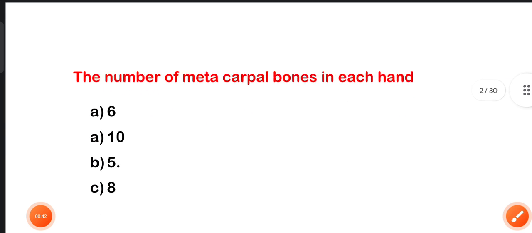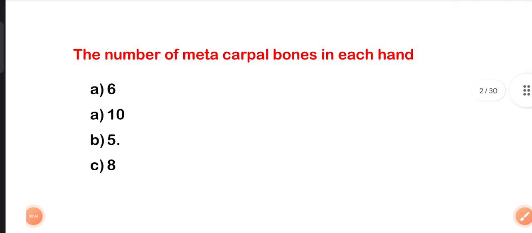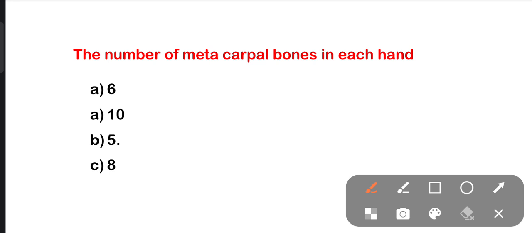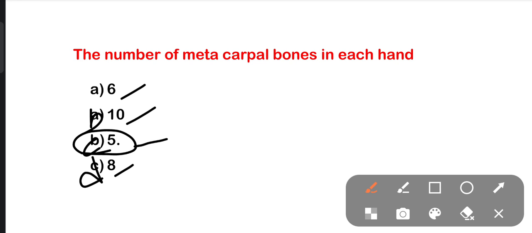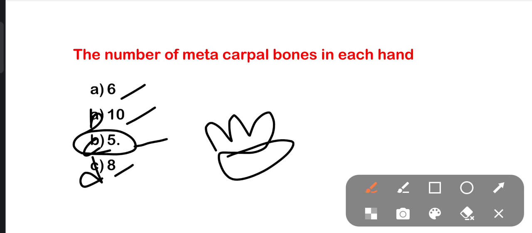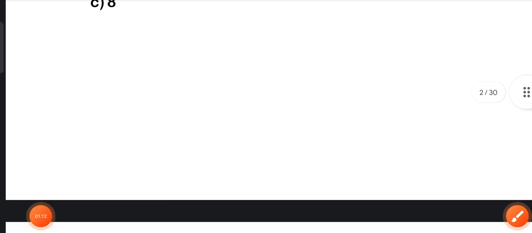The next question is the number of metacarpal bones in each hand. So, how many metacarpal bones are present in each of our hands? Options are option A 6, option B 10, option C 5, option D 8. So, the right answer is option C. Metacarpals in each hand we have 5. So, for both hands we have 10 metacarpal bones.